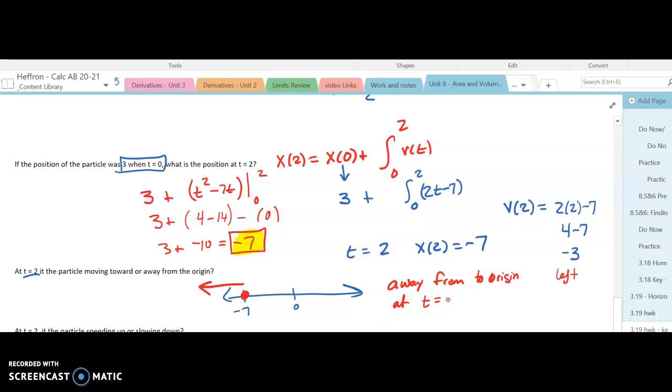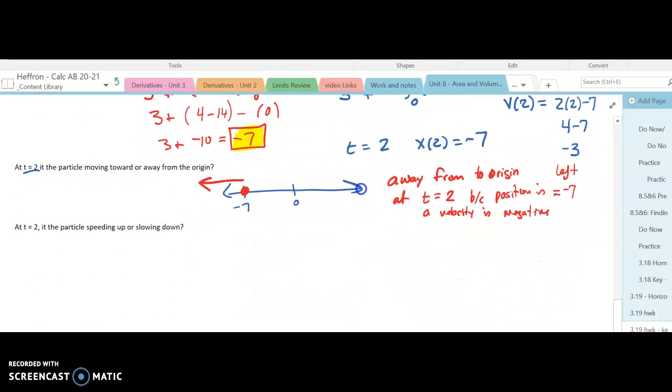at t equals 2 because position is negative 7 and velocity is negative.